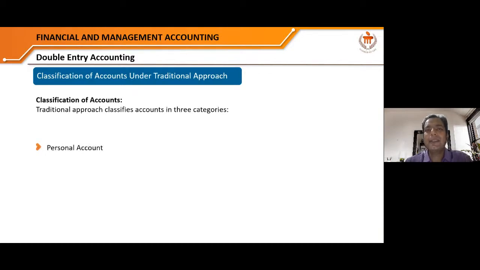The traditional approach suggested that all accounts, whatever accounts you have, your building account, furniture account, salary account, rent account, cash account, bank account, the n number of accounts which a business has, can be divided into three categories. What are these three categories? The first one is personal account, second one is real account, and the third one is nominal account. So if you give me a bunch of accounts, whatever they are, I can divide those accounts into three categories: personal, real, and nominal.